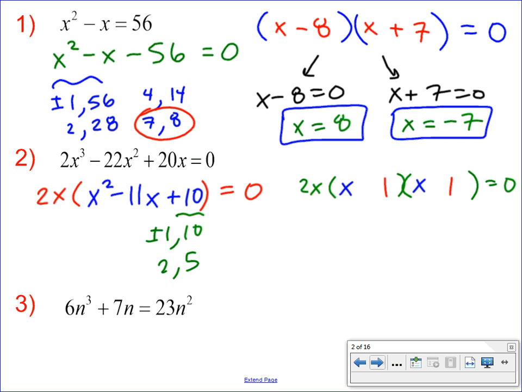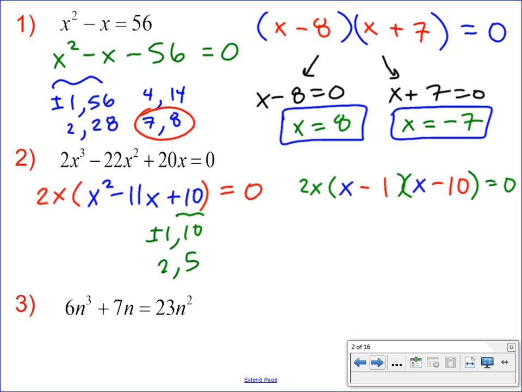And this time, looks like same signs, right? Because my last product was positive. If they're same signs and my middle sums to a negative, they must both be negative. So I got 2x times quantity x minus 1 times x minus 10 is my fully factored form. Now we can go ahead and utilize the zero product property. But that first factor this time is going to determine an additional solution.